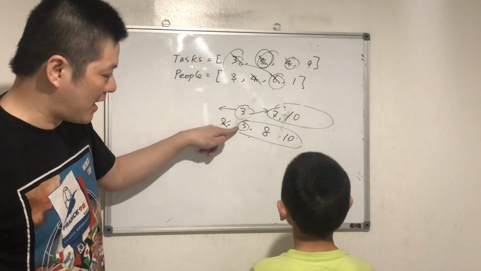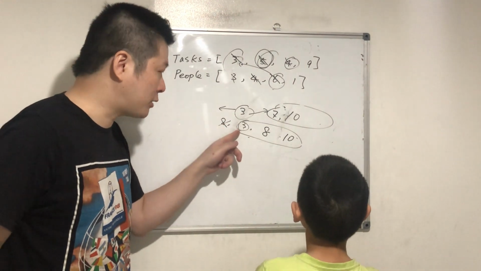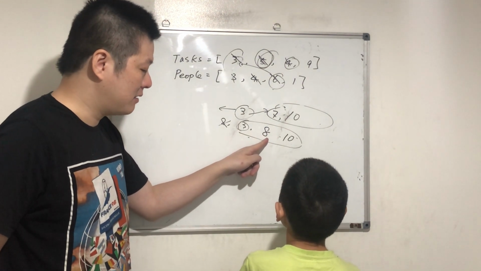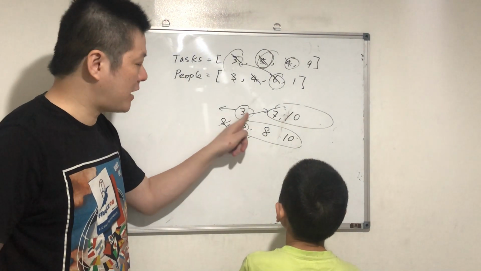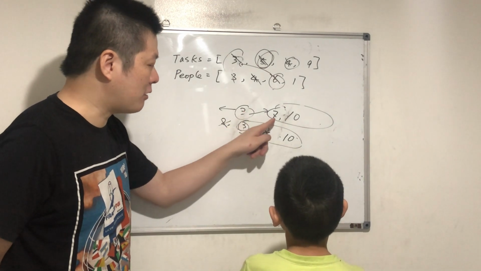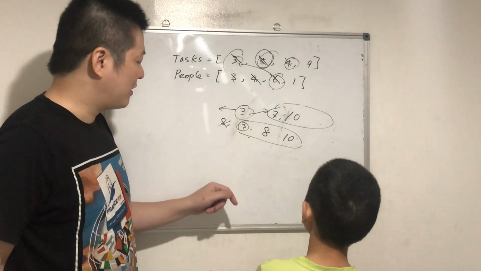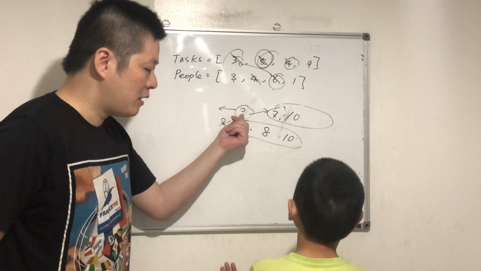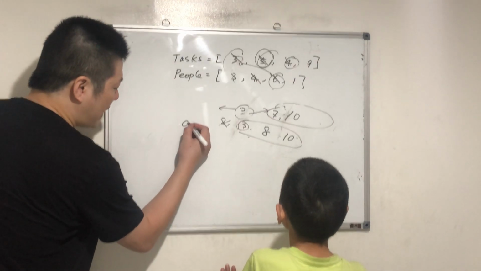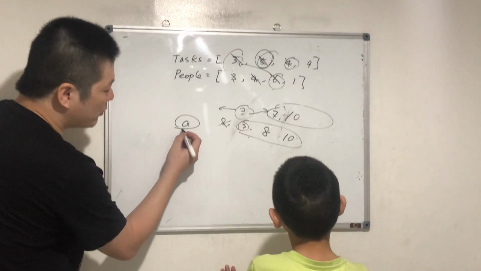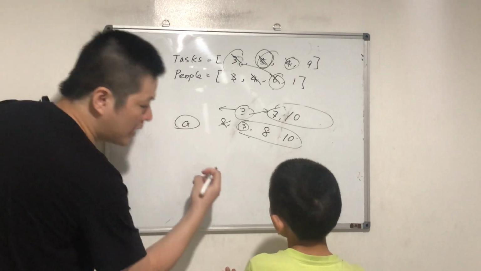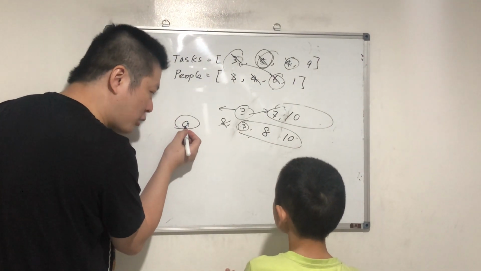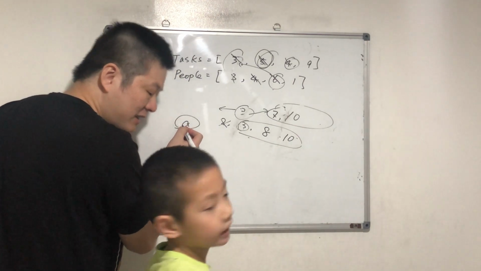So it's better to let the lowest person who is qualified for the job, right? If I let the 8 handle 3, what happens? 3 can't handle 7. So if a task requires effort, strength 8, we want to find the people with the smallest strength that is qualified to handle the 8, right? Does it make sense?